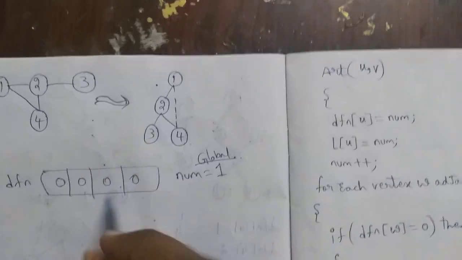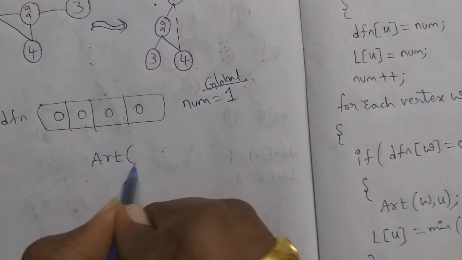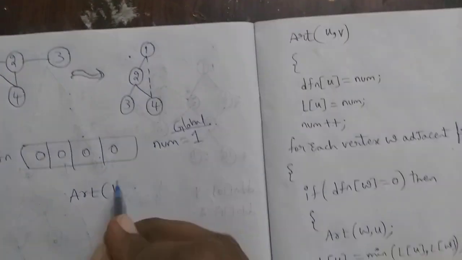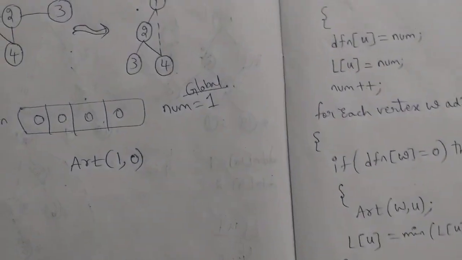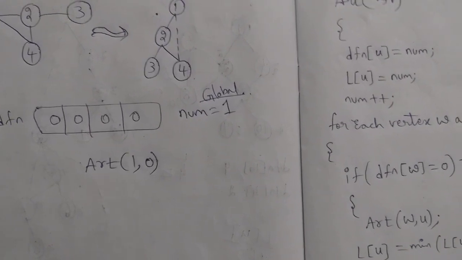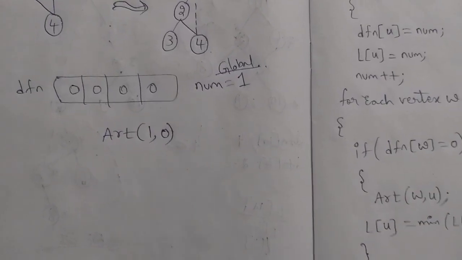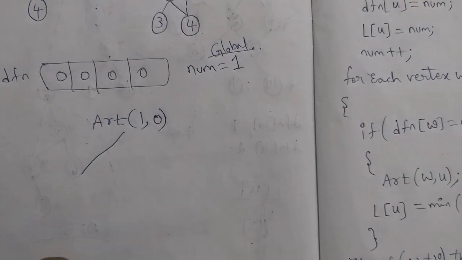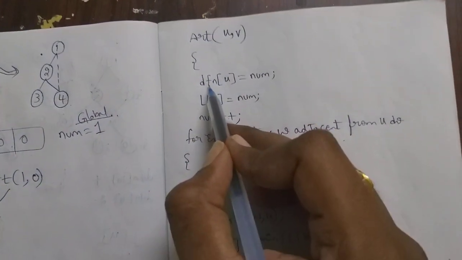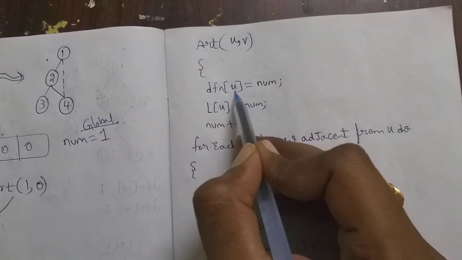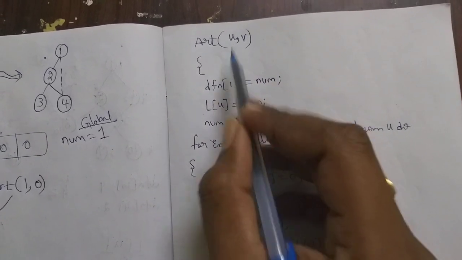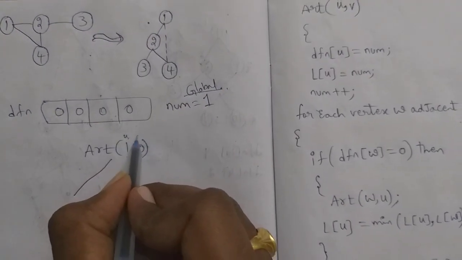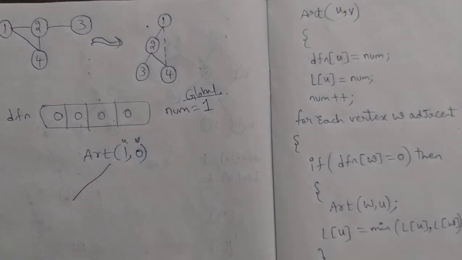Articulation of 1 comma V, where V is the parent of 1. Since it has no parent, the first function call will be articulation of 1 comma 0. It is a recursive algorithm, so we'll try to form a recursion tree in order to analyze it. What is this articulation function doing? In articulation of 1 comma 0, U here is 1 and V is 0.